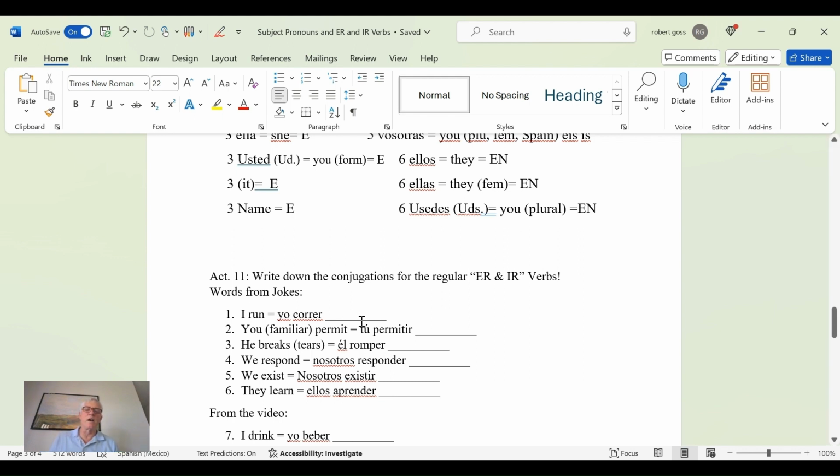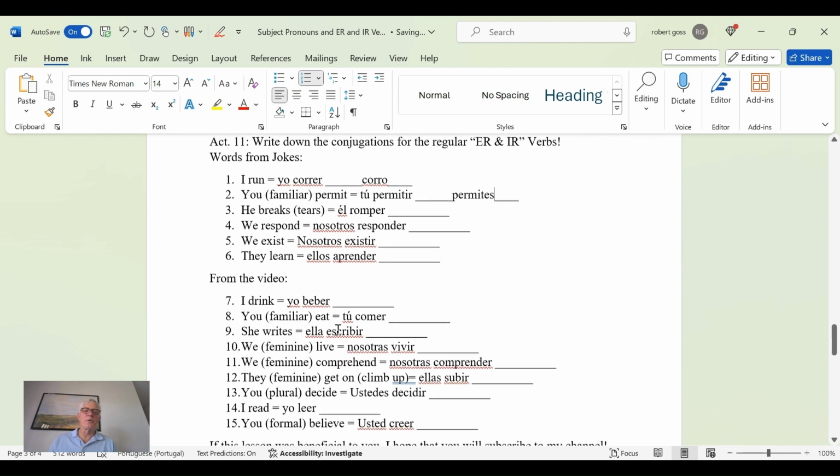Well, we know it's an ER verb, so we would go corr. We're going to get rid of the ER. We put an O. Yo corro. Let's do number 2. You familiar, permit. Well, permit is permitir. It's an IR verb. It's you. Doesn't matter whether it's ER or IR, it'd still be the same ending. So we go permit. We get rid of the IR and we would put the ending ES. Tú permites.